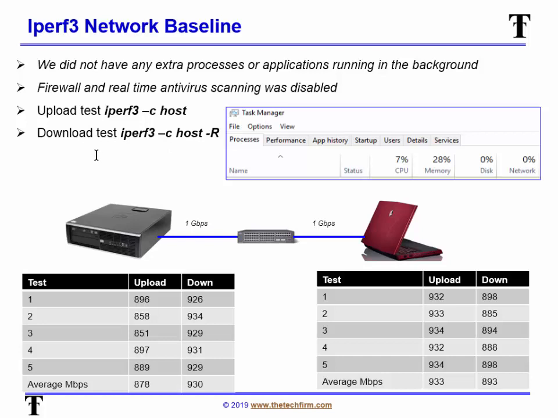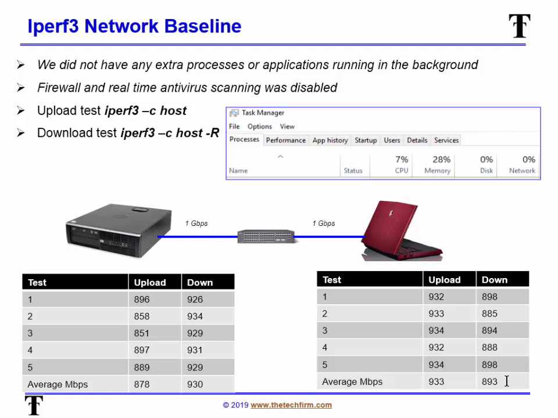So what we're going to do is perform an upload test. On one device, we're going to type iperf3 -c host. That means that's the target, right? And then the download test is the same thing with a minus uppercase or capital R. And there's our results right there. So from the desktop here, we got 878 meg up, 930 down. And from the laptop, we got 930 up and 893 down.